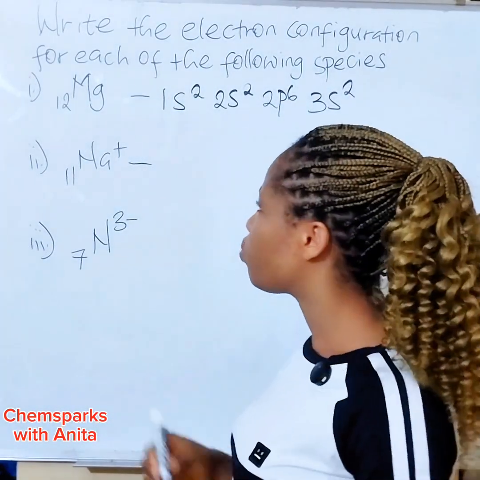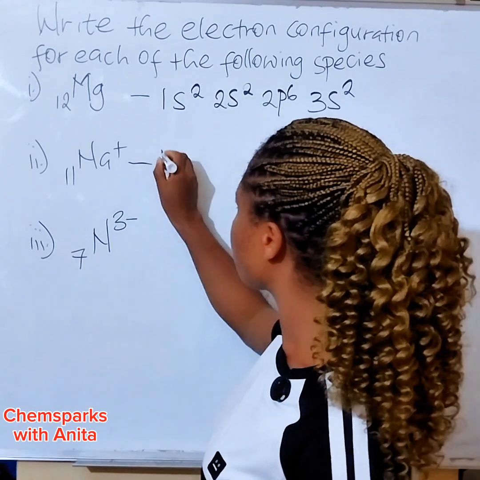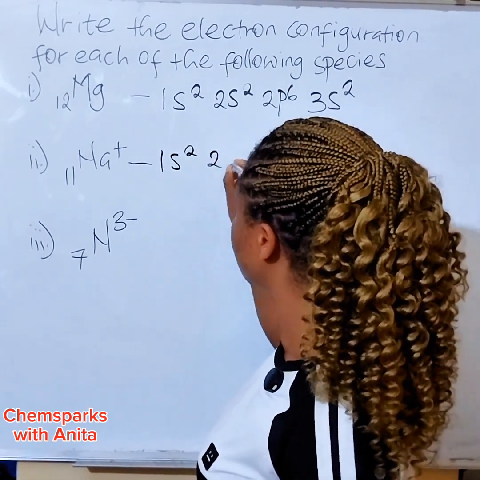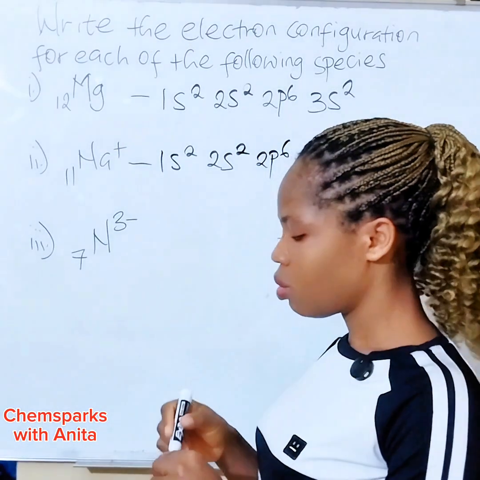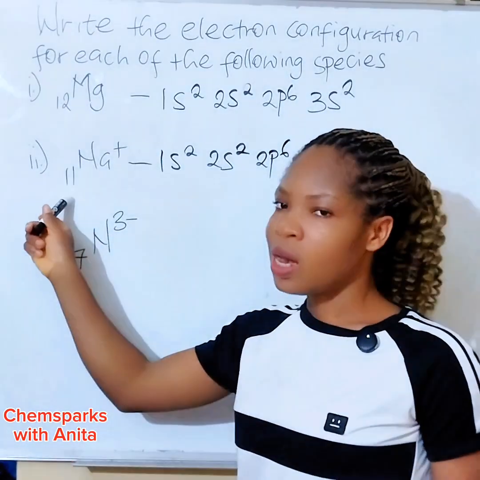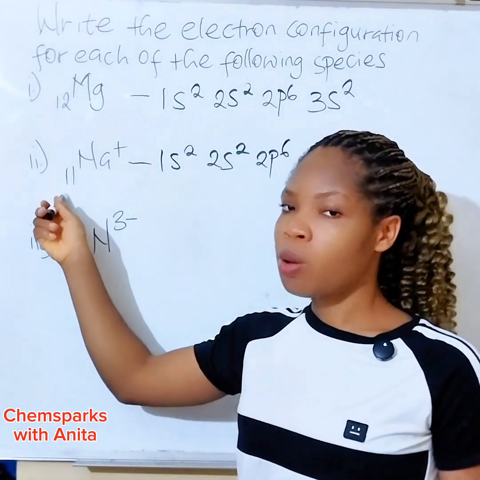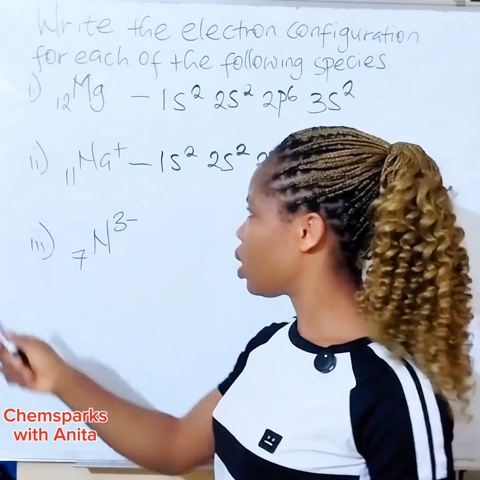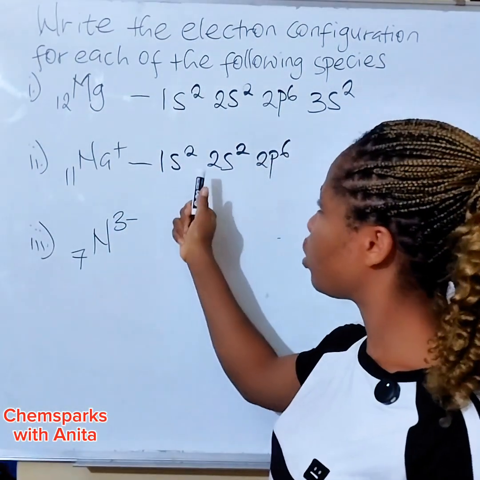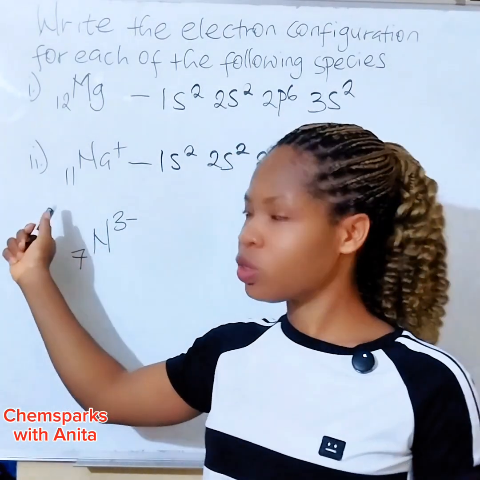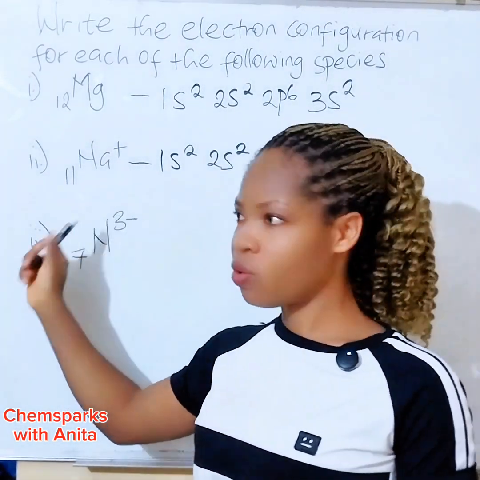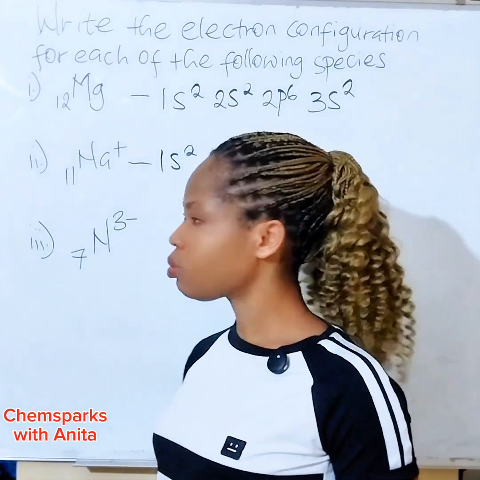So the electronic configuration for this sodium ion will now be 1s2, 2s2, 2p6, okay? It lost 1 electron, and if it's losing 1 electron, we'll end up having 10 electrons, okay? So the electronic configuration will now be 1s2, 2s2, 2p6, giving us a total of 10 electrons, which is present in this what? Ion.